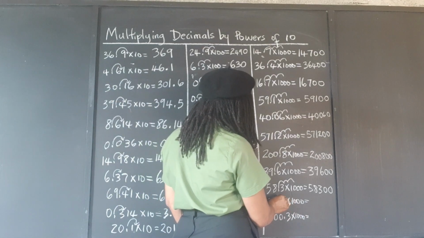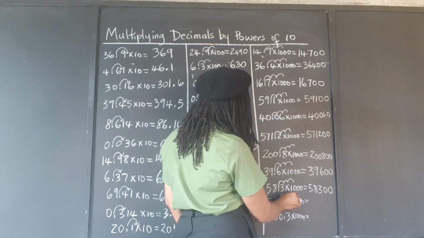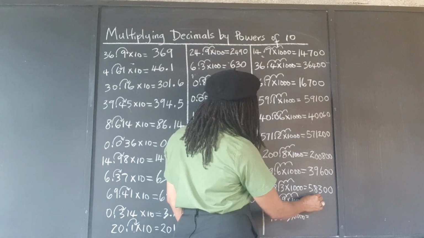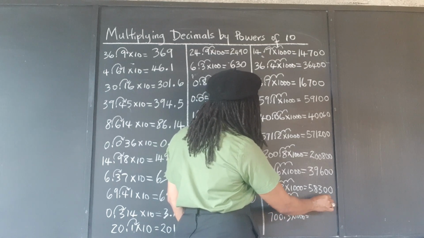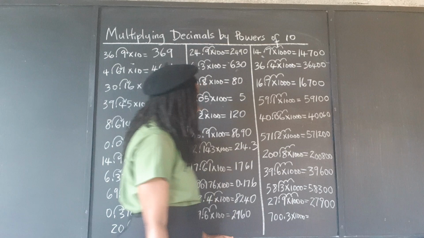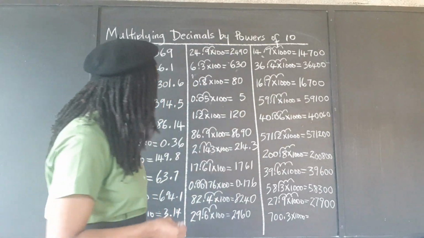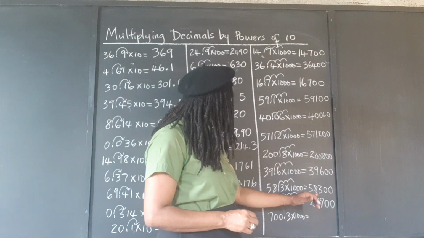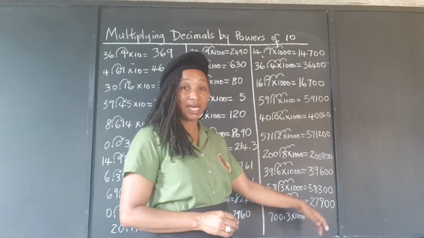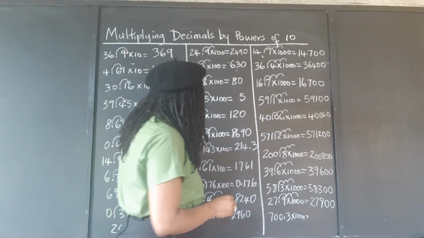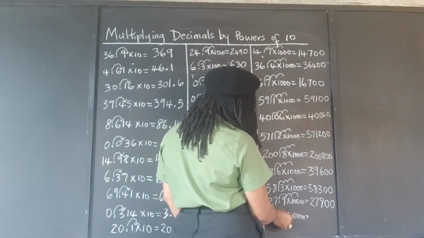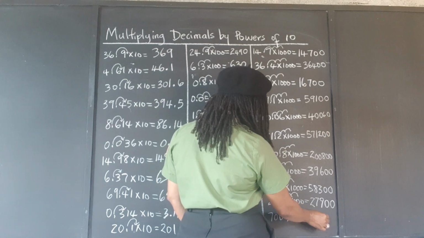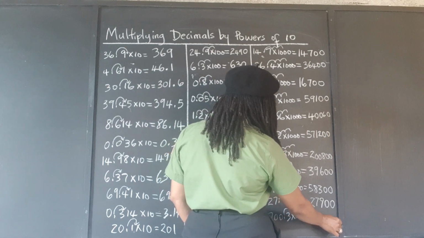27.9 times 1,000. 1, 2, 3. We need 2 extra zeros here. Call in the zeros, they're always willing to come and help out. That's the thing with the zeros, they're always willing to come and give a hand. So we end up with 27,900. And the final one, 700.3 times 1,000. That's 1, 2, 3, 700,300.